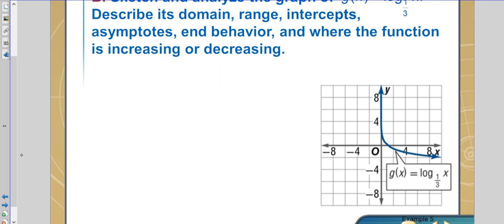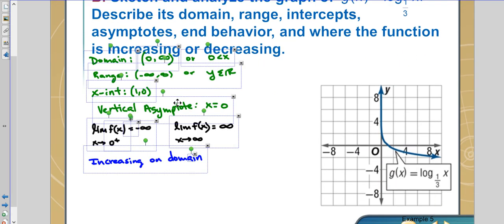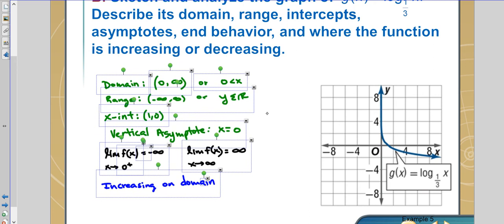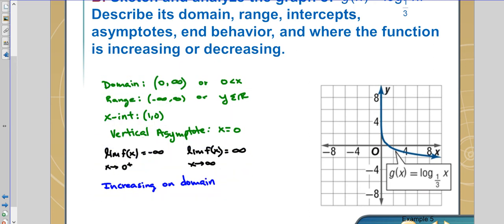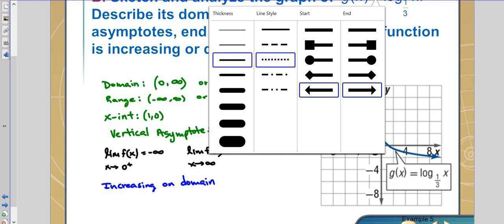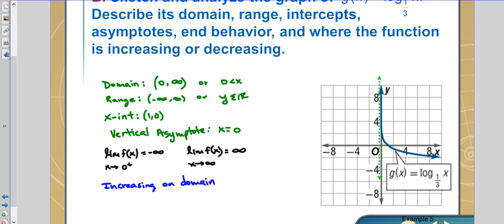The things that will change that you might want to take note of: the domain is the same. It hasn't changed. The asymptote hasn't changed either. We can see the asymptote is still there. But what seems to have changed is it's not increasing on its domain. It's decreasing on the domain, so we can change that. So we'd say decreasing on domain.